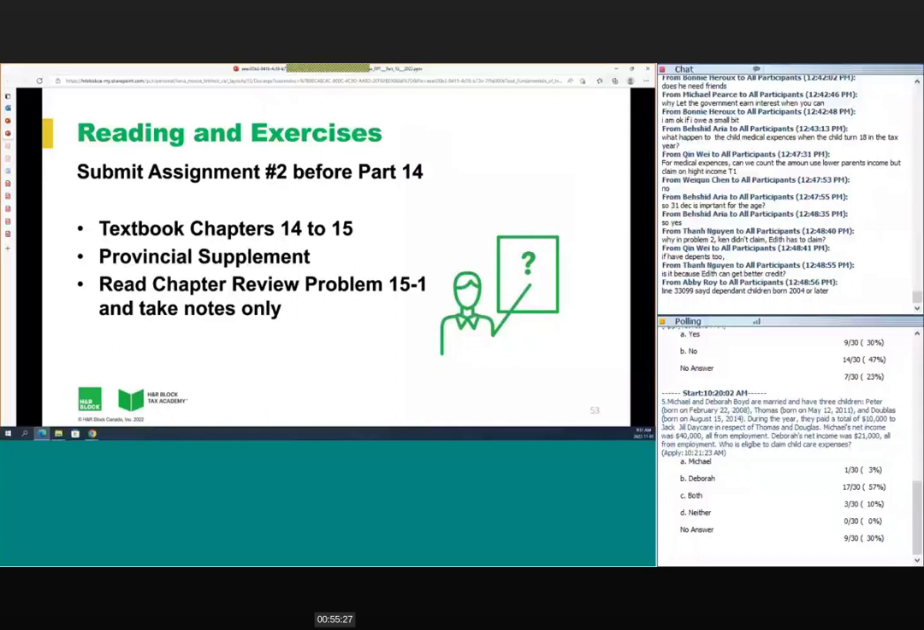The provincial supplement is in your Inkling, and if you'd like to read it, I did read through it already, and I will just tell you the salient points because there are things in there that we never see on the tax return, because some of them relate to employers. So if you have a chance to read it, fine.